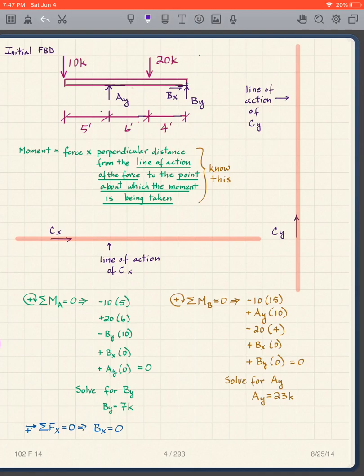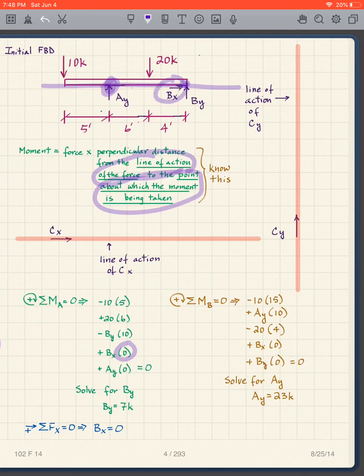Now, this BX, what does that mean? Well, what's the line of action of BX? The line of action of BX goes through point A. So the line of action goes right through my point, so it's 0.